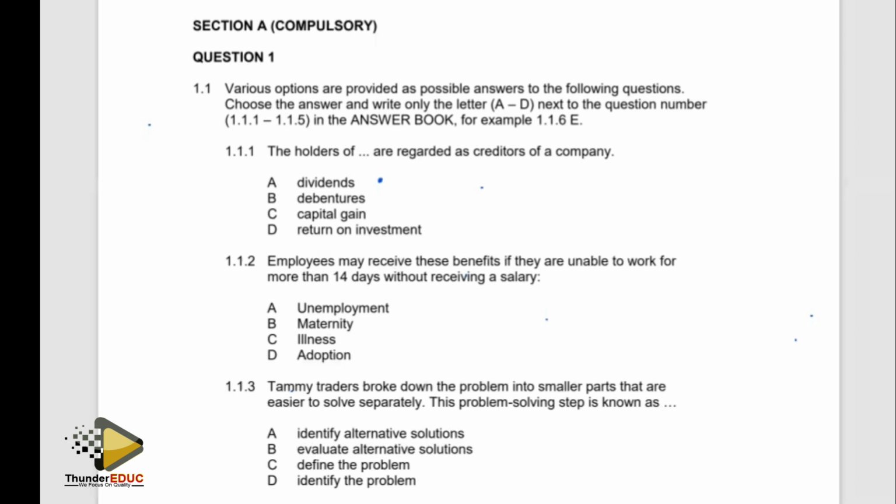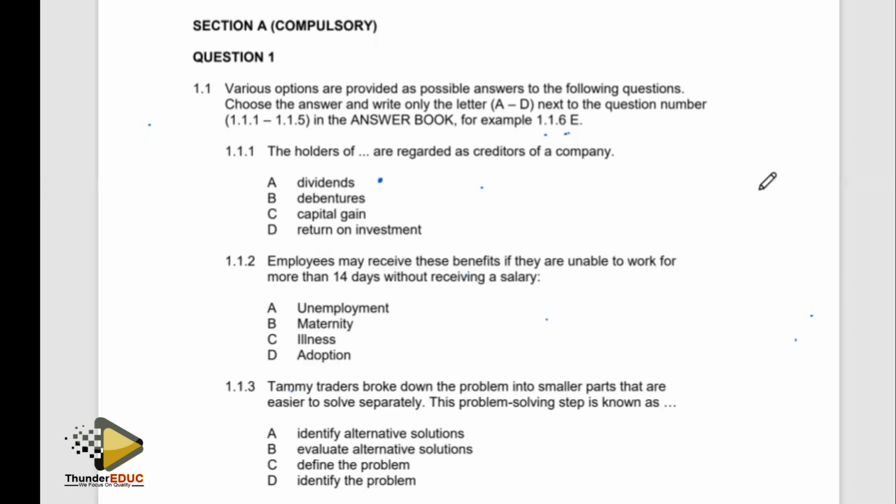Now let's go through the questions given. Question 1: various options are provided as possible answers to the following questions. You're expected to choose the answer and write only the letter A to D next to the question number. You have been faced with 1.1.1 up to 1.1.5. The expectation is to write the answers inside your answer book. An example is given here that you only select a letter. You don't write the given set of definitions on those options. Okay, right, grade 12.